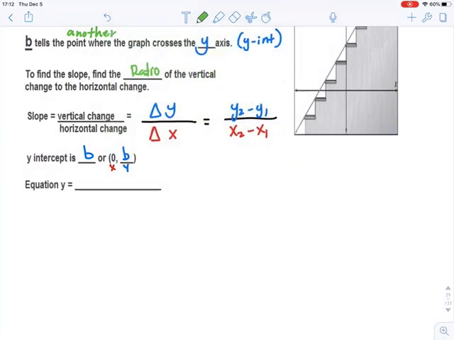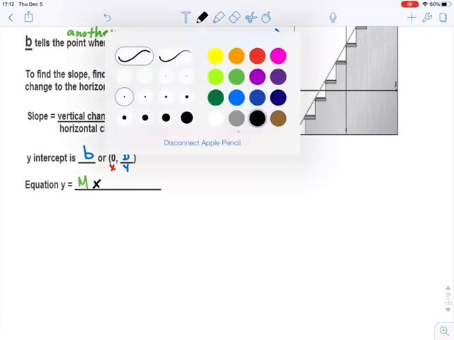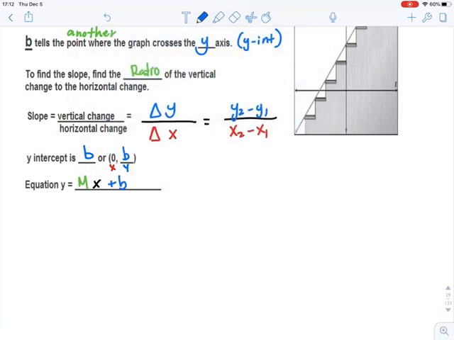And the equation again is the same equation we wrote earlier, mx plus b. Okay, and again, this is your slope. And this one is your y-intercept.